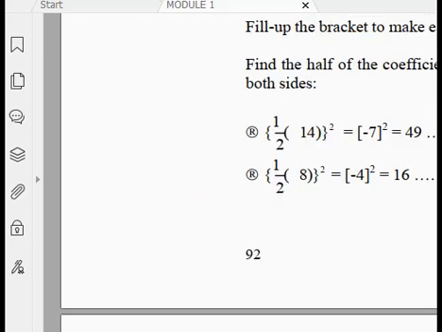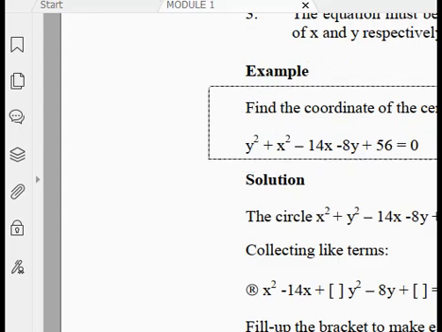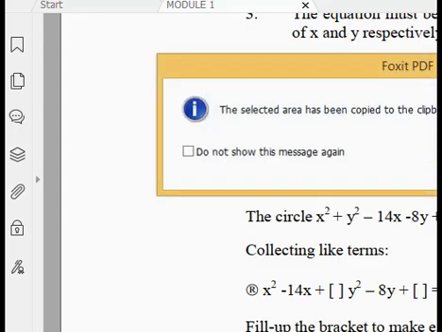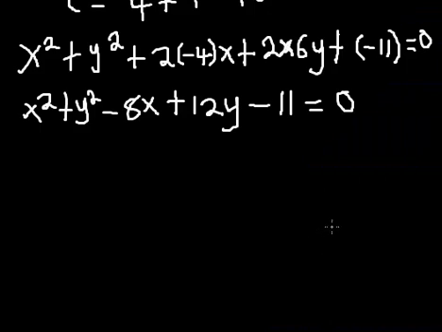Okay, let's see if we have another example. Okay, I have an example here. Let's do justice to this. I'll clean up. Okay, here we go. It says, find the coordinate of the center and the radius of the circle. The equation has already been given. Now remember the previous question we treated, the center and the radius were given for us to find the equation, but now the equation is given for us to get the radius. So it's still going to be the same process.